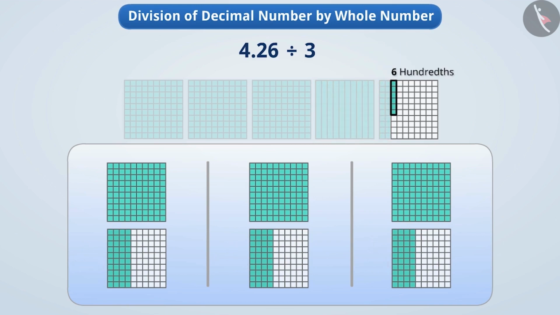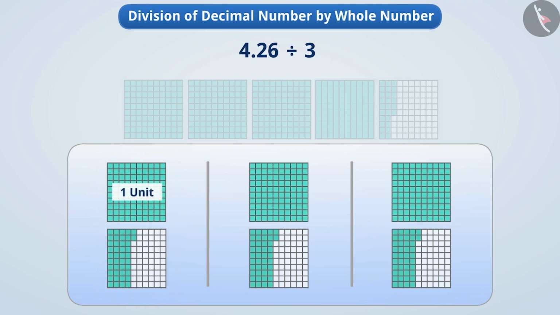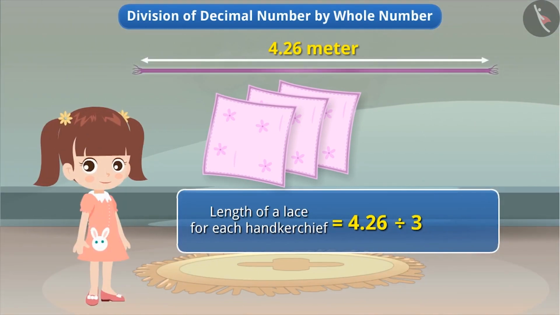We will also divide the remaining 6 hundredths into 3 equal parts. This will give 2 hundredths in each part. Now you can see that each part has 1 unit, 4 tenths and 2 hundredths, so each part will be 1.42. We can say that 4.26 divided by 3 equals 1.42, which means Manisha must have used 1.42 meters lace for each handkerchief.